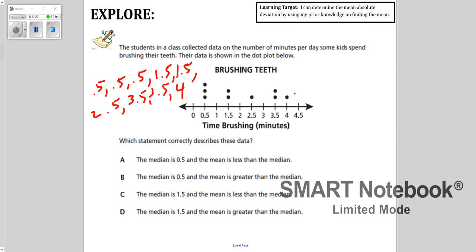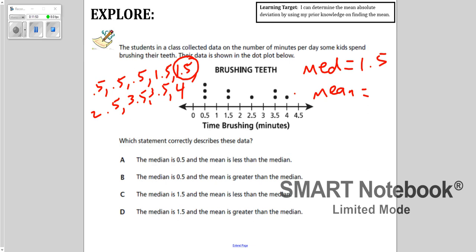Got them all. Since it's an odd number, I know there is going to be a middle number this time, so the median is going to be really easy to find. Since it's 9, the middle number is the 5th number. So 1, 2, 3, 4, 5. That's the middle number. So the median equals 1.5.